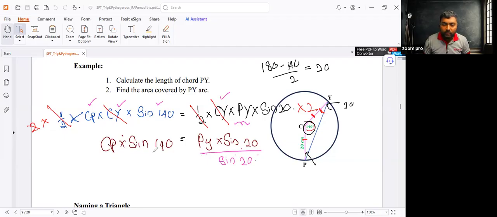Then, as I divide by sine 20, the left side also is going to be divided by sine 20. Likewise. Is the doubt between this division, how I divide by sine 20? This operation, that means making the subject.